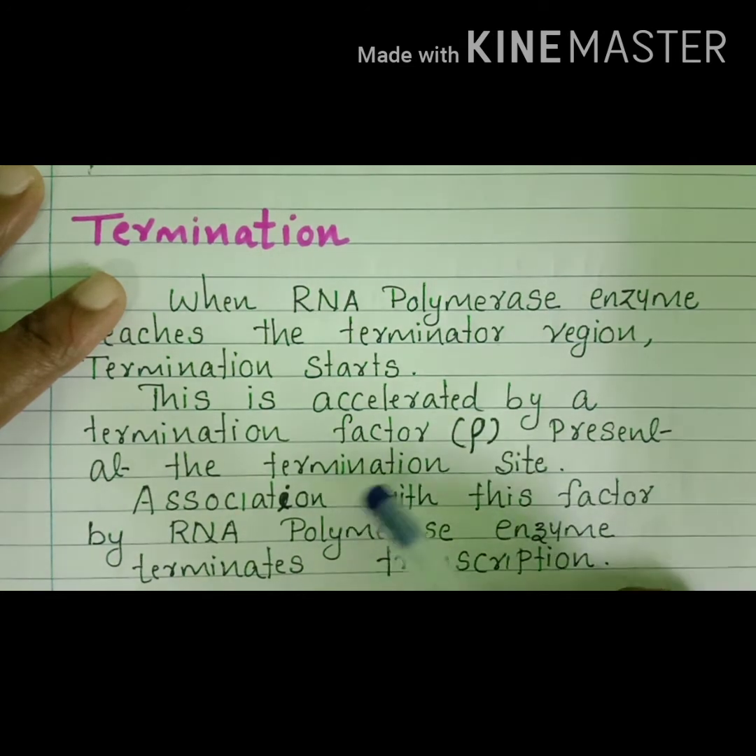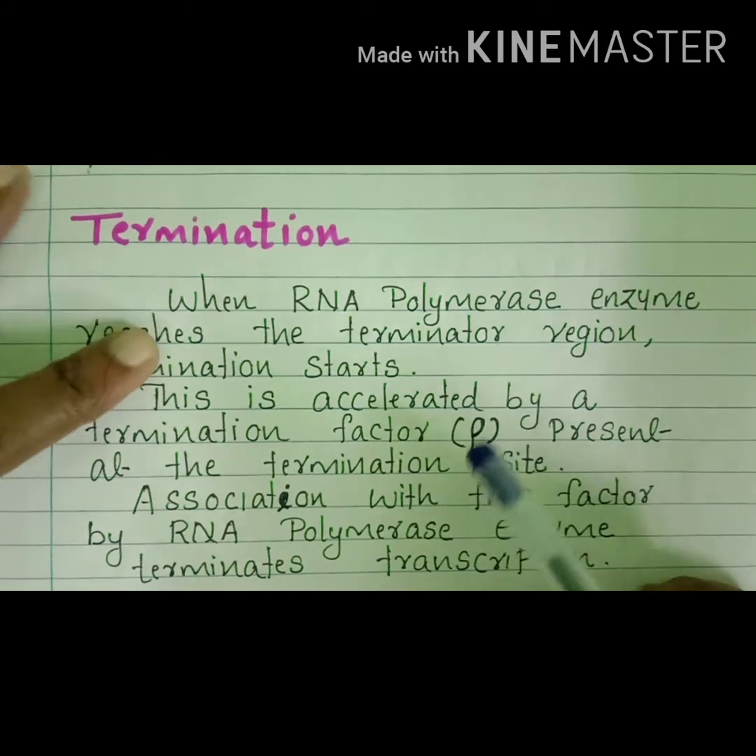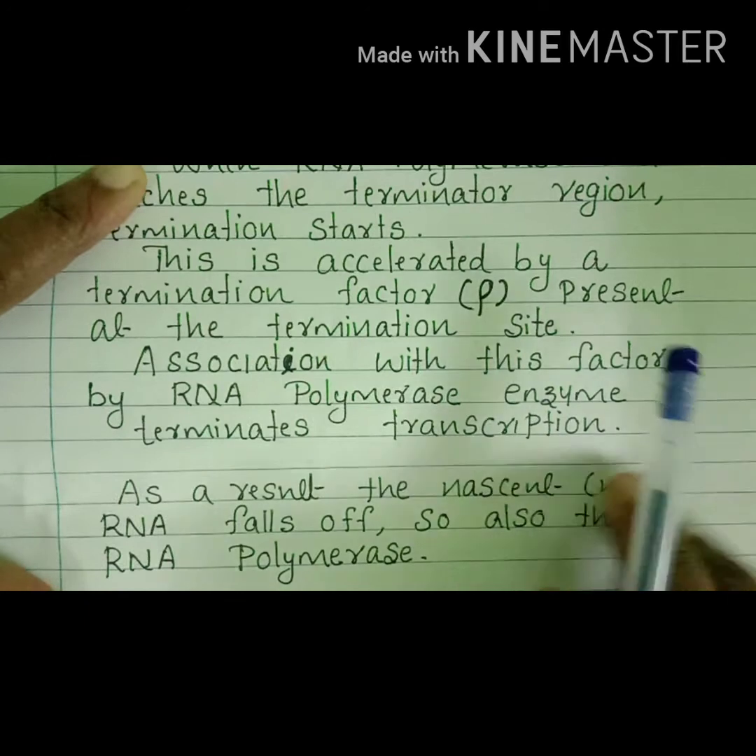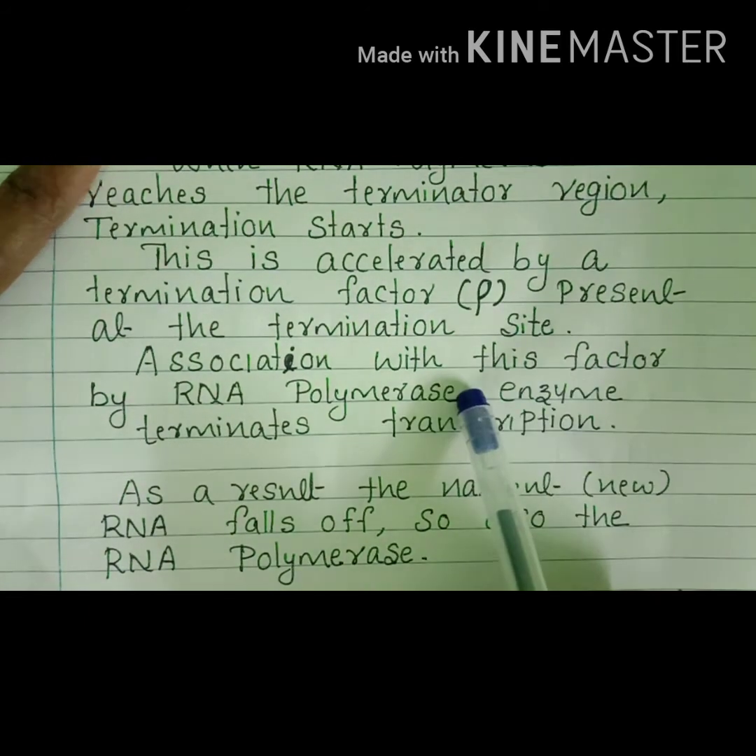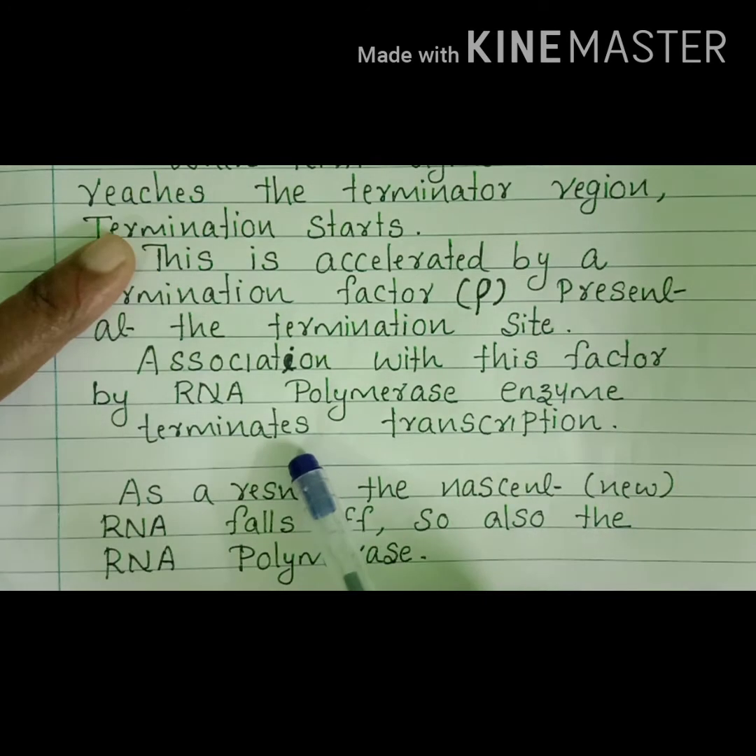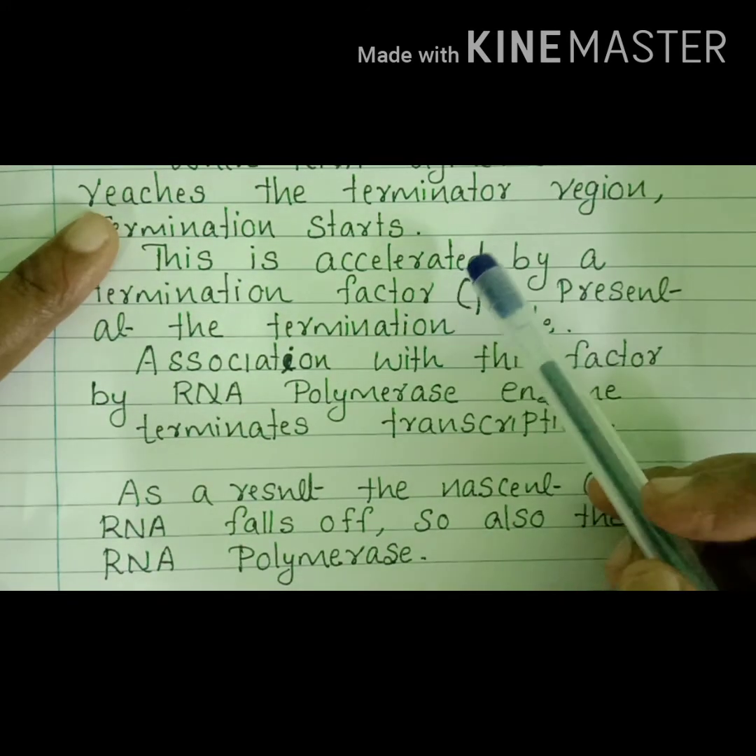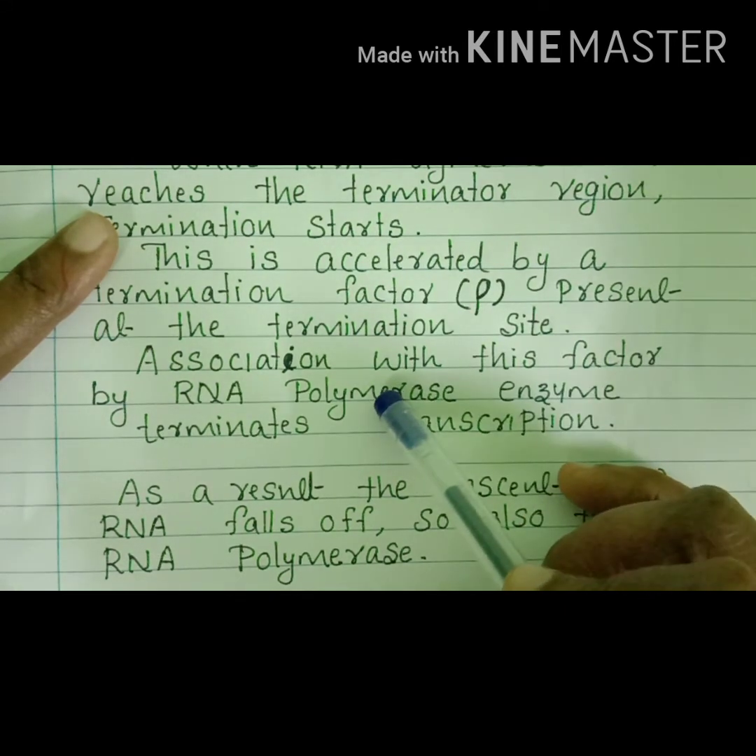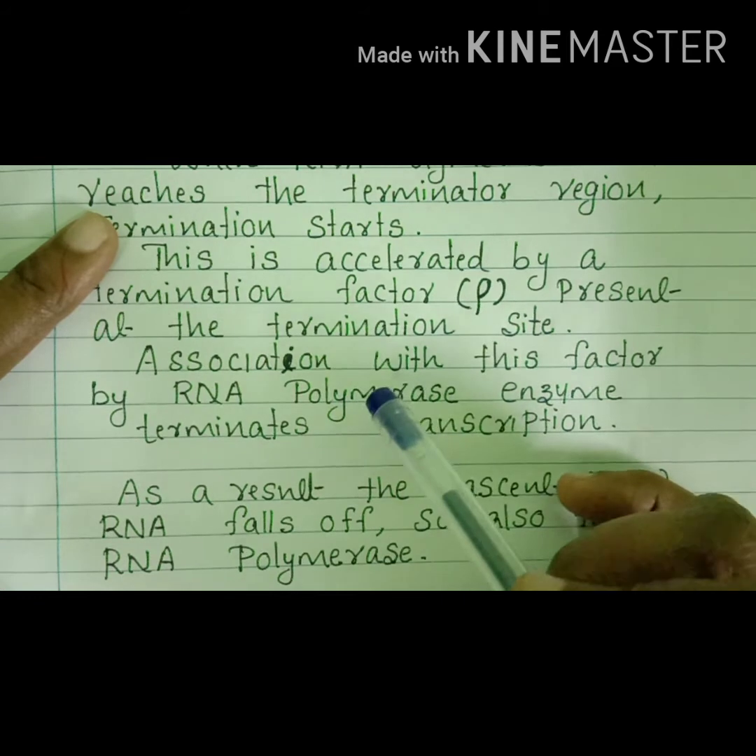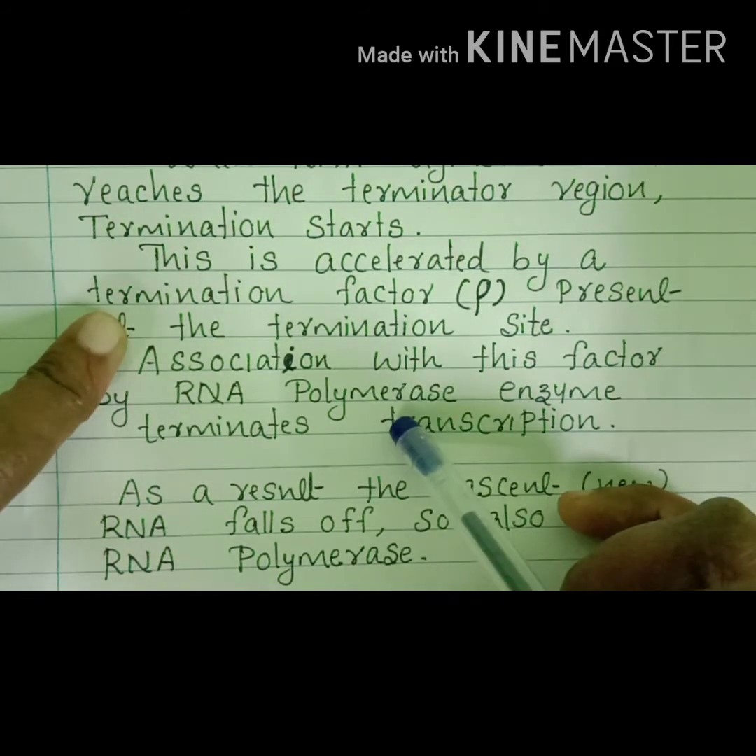That factor is present on where? On the termination site. So the RNA polymerase enzyme will bind with this factor, Rho factor, in order to terminate transcription. Clear? So during the termination time, there is a factor called the Rho factor, which is present at the termination site, and will bind with the RNA polymerase enzyme. At that time, termination will occur.